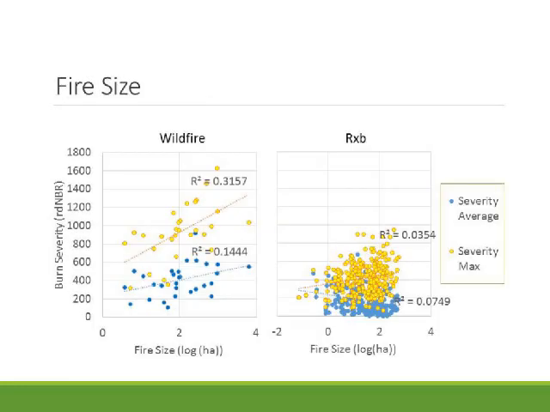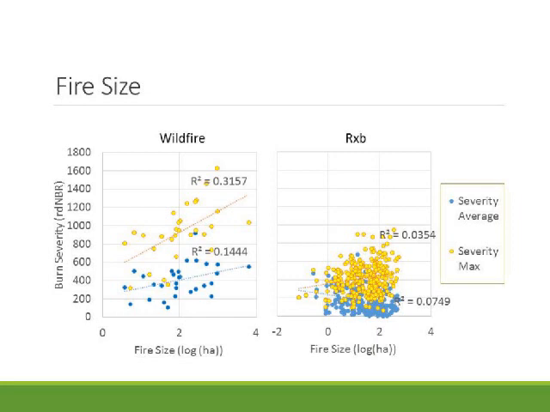The next slide here shows a bit about how fire size is important. I've separated out wildfire and prescribed fire. So on the left here, we have a figure that shows the log fire size on our x-axis and burn severity on our y-axis. And the yellow dots show the maximum severity of a fire, while the blue dots show the average severity. And both average and maximum severity increase with wildfire size.